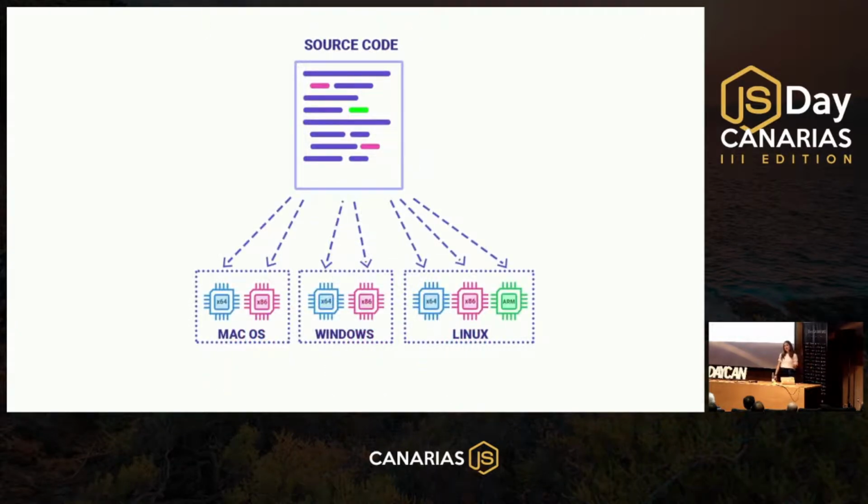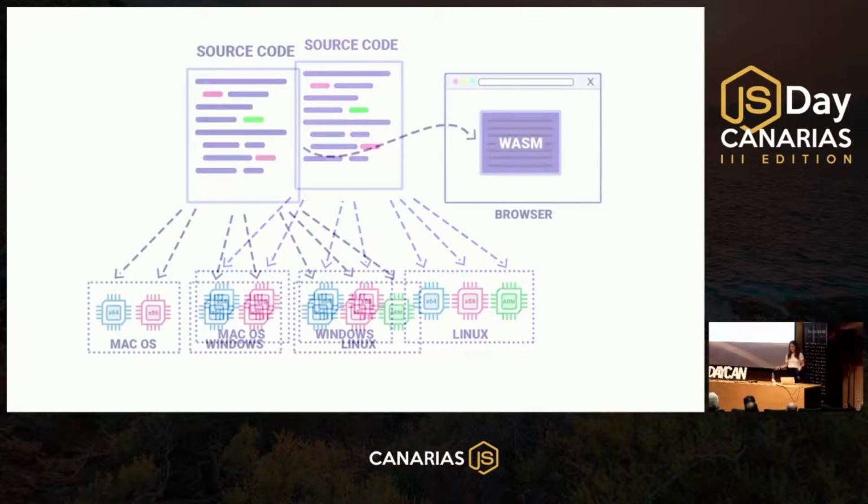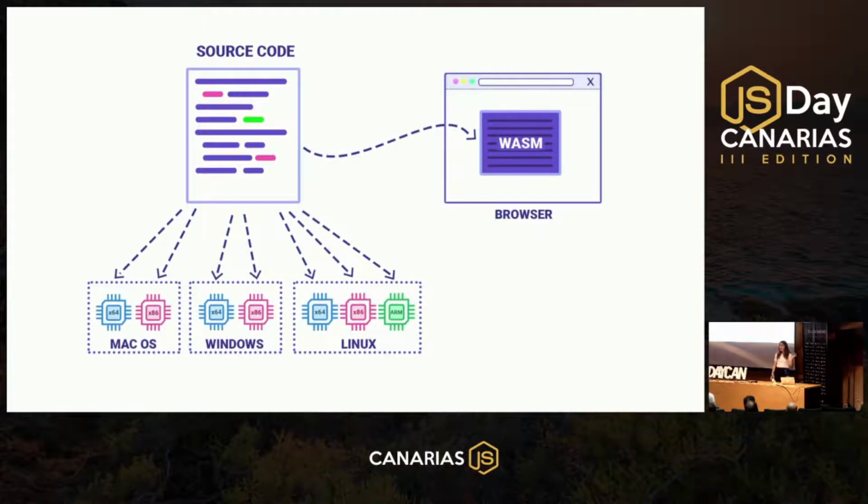Now, to run an application on a device, it has to be compatible with the device's processor architecture and its operating system. In reality, this means that you have to compile your code for every combination of processor architecture and operating system that you want to support. Now, that's a lot of work. But with WebAssembly, there's only one compilation step, and your app works in every modern browser.